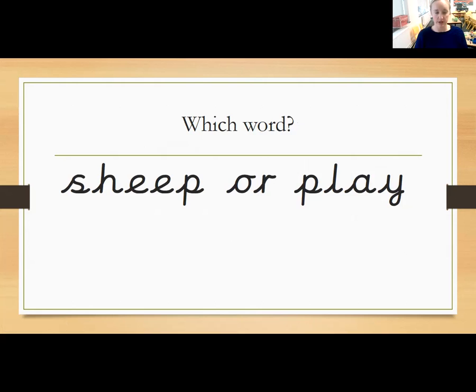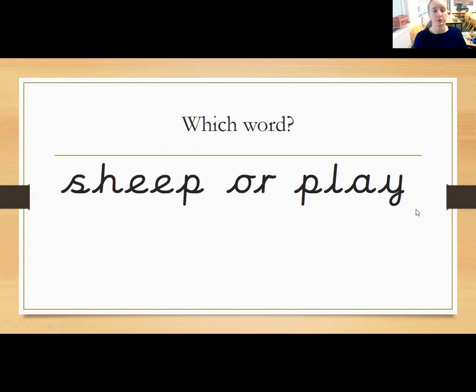Okay, so just like we were doing yesterday, what I want you to have a go at doing is try reading the sounds and blending the words. So we'll have a go at doing that first. So here we've got sh, e, p, sheep, and we've also got p, l, a, play.